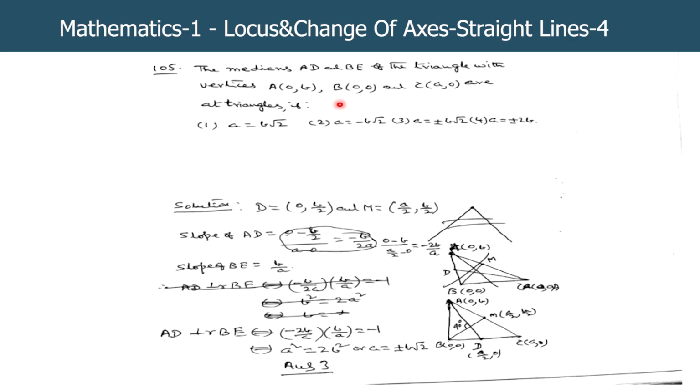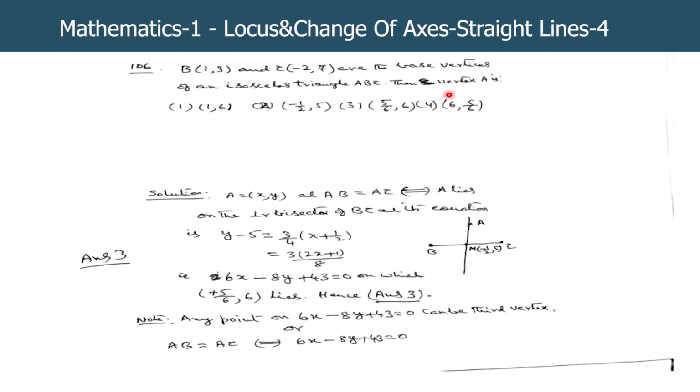And you know that D is (a/2, 0) and E is (a/2, b/2). So slope of AD is minus 2b by a and slope of BE is equal to b by a. So AD perpendicular to BE implies minus 2b by a into b by a is equal to minus 1, or a square is equal to 2b square, or a is equal to plus or minus b root 2. So the correct option is 3.